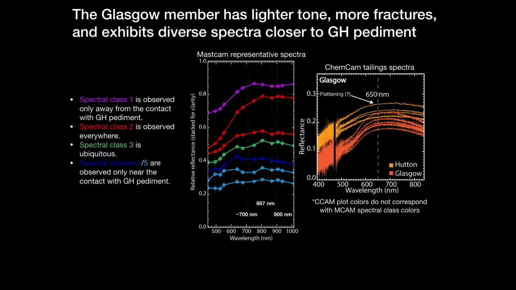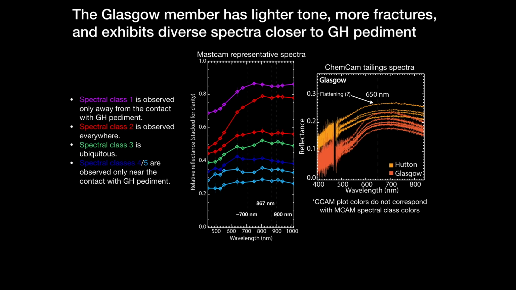The Glasgow member has a lighter tone, more fractures, and exhibits diverse spectra closer to the Greenheugh pediment. So the spectral classes that we see within Glasgow, we see them all, but their distribution is varied. Spectral class 1 is observed only away from the contact of the Greenheugh pediment. Spectral classes 2 and 3 are observed pretty much everywhere, and spectral classes 4 and 5 are observed only near the contact with the Greenheugh pediment.